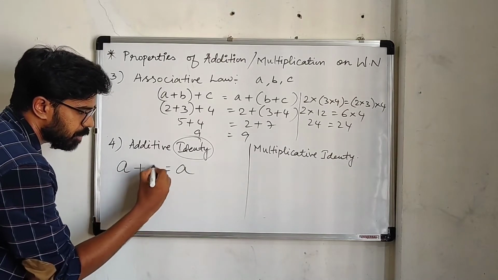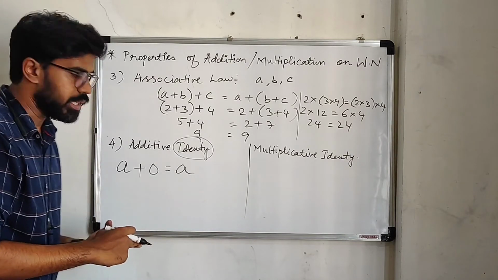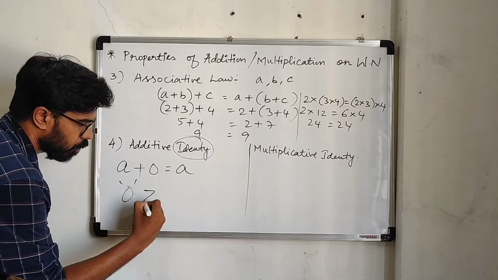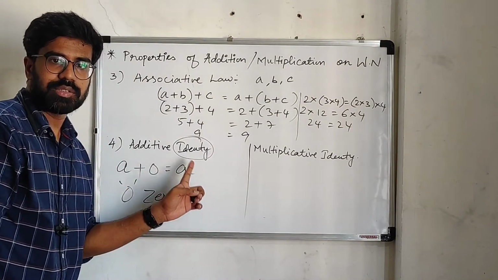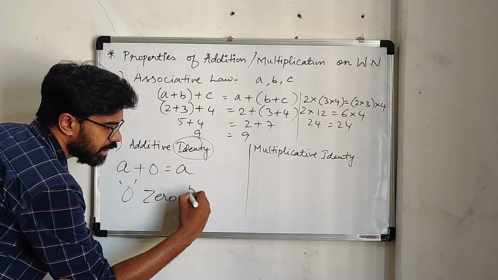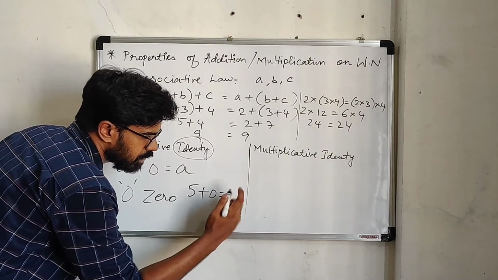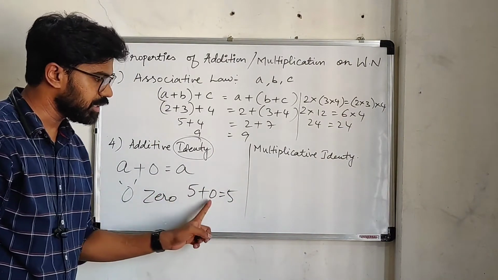With what should I add? I just simply put the plus sign and I will add 0. Because I can't add plus 1 or plus 2 or plus 3. So 0 is my additive identity. Now say that for any example. What is the additive identity of 5? That will be 0. So additive identity of any whole number is 0.